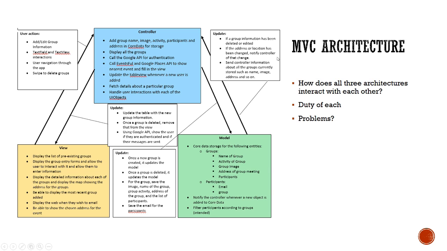If the address or the location has been changed, it notifies the controller of that change, and sends the controller information about all the groups. So when the controller executes a fetch request, the model should be able to return the appropriate group and the appropriate list of the participants, and so on and so forth.